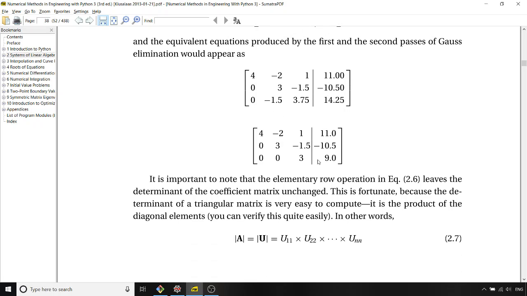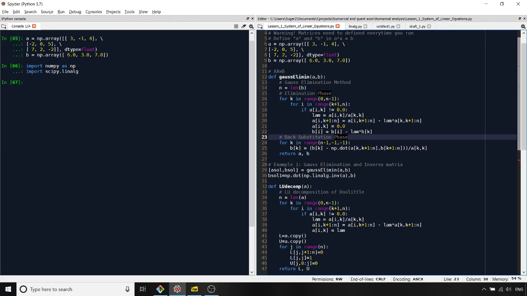So from this point we will divide this guy by this and we will get x3, then substitute here and multiply the x3 value by this and put it on the other side of the equation and we will get x2. So this we call the back substitution pass.